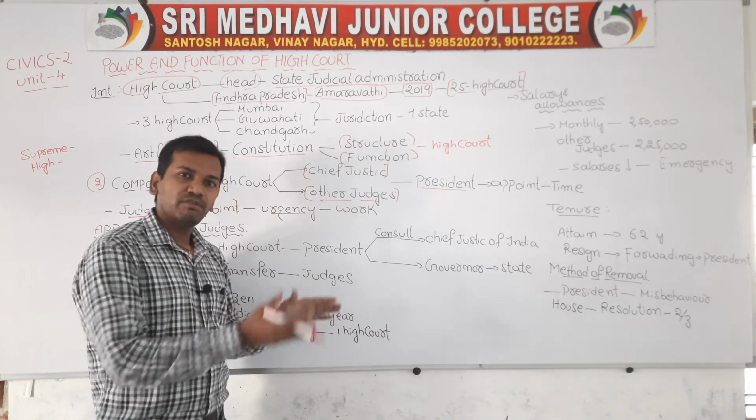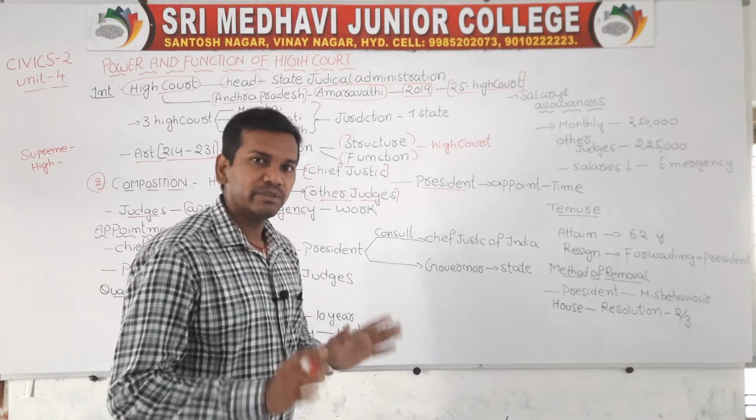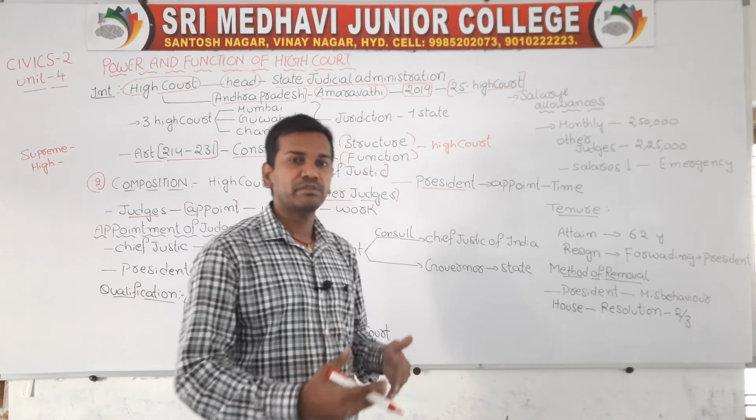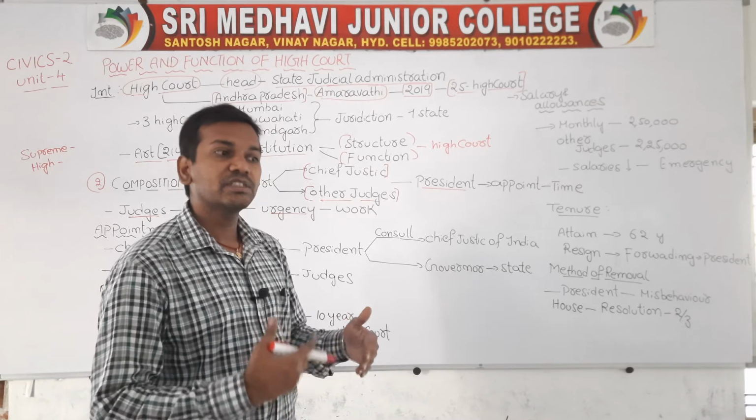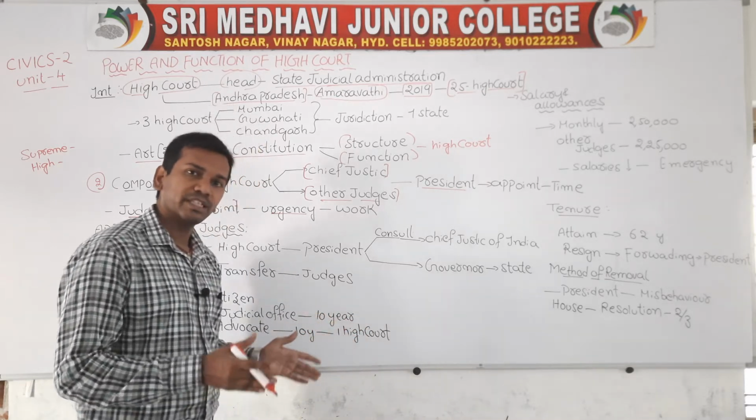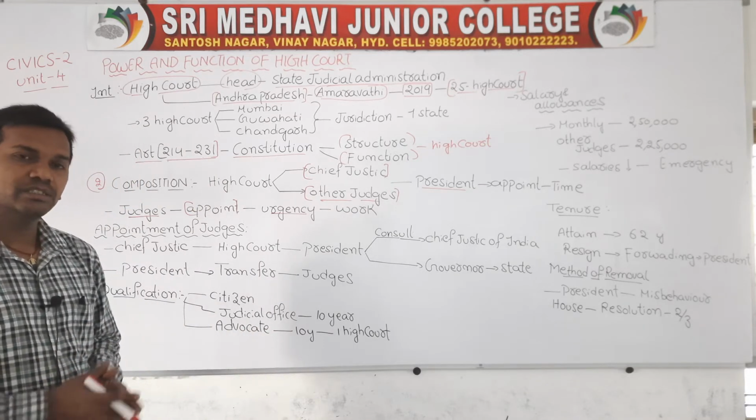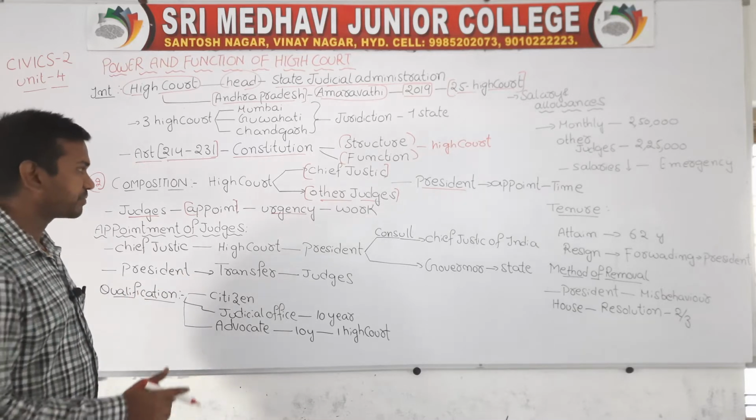In the Supreme Court, once upon a time the total number of judges was 25, but today the number of judges has increased to 33. Still that is less, because the increase in the number of judges mainly depends upon the urgency of the work. Whenever the demand of the work and urgency arises regarding the work or administration, in that situation the President will appoint the judges.